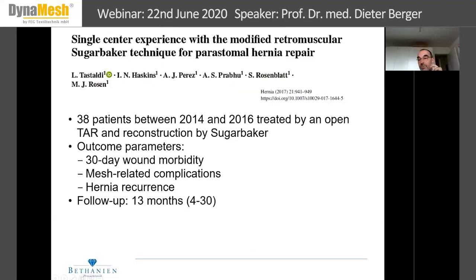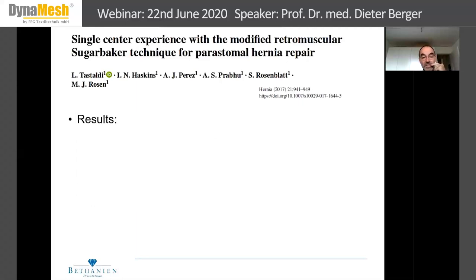And Pauli described 3 patients with very promising results. However, the group of Rosen, which are, as you know, very experienced in doing transversus abdominis release, published 38 patients done in an open technique in 2 years. In the same technique, open TAR and reconstruction by Sugarbaker, they looked for wound morbidity, mesh-related complications, and hernia recurrence with a very low follow-up of only 13 months.